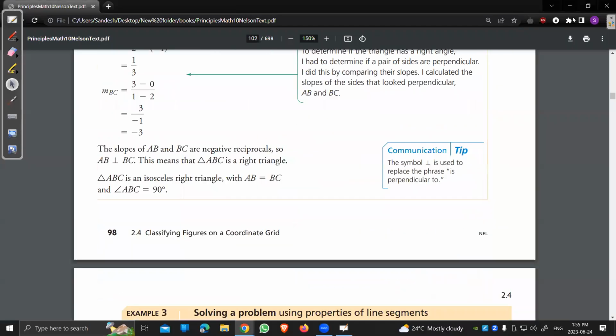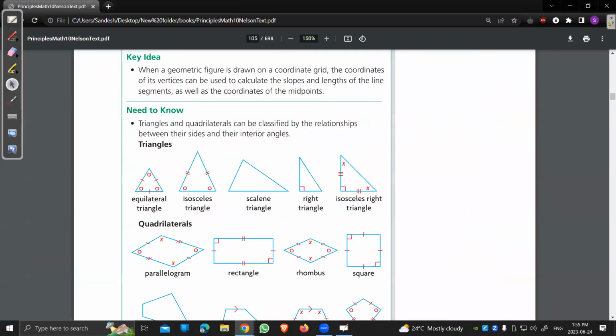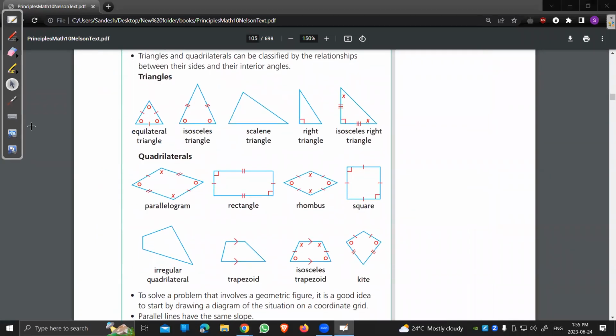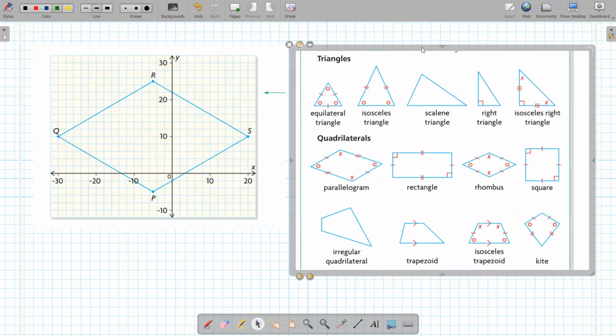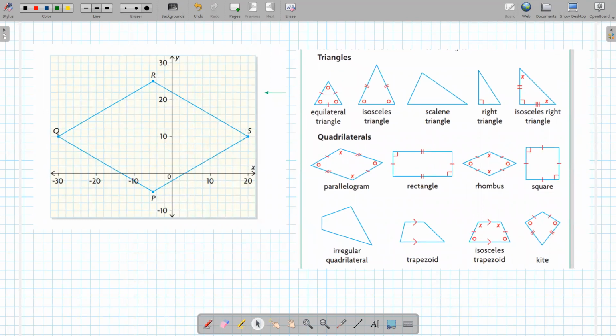What are the possibilities? I'm gonna cheat down here because they will give you a bunch of shapes. All right, so these are your possibilities. It could be a rhombus or a parallelogram. That's actually perfect.